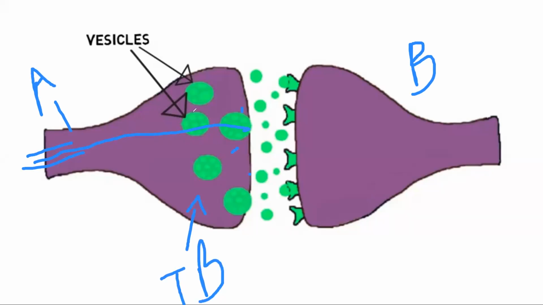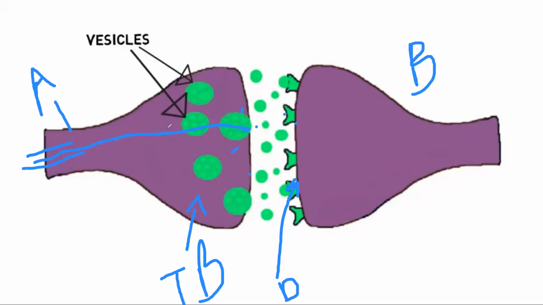So the terminal button will then release the information to another neuron, the receptor of another neuron. The first site on this neuron that will receive that information is the dendrite. So for neuron A, it is the terminal button that releases the information. Then neuron B will receive that information, and the part of neuron B that receives it is the dendrite.